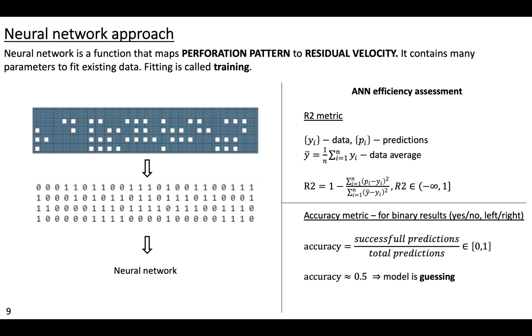For the efficiency assessment, we use two metrics. The first metric is the so-called R2 metric, which essentially shows the advantage of our neural network model over prediction using some data averaging. And the second metric is used for the problems with binary results. By binary results, I mean problems where you can say yes or no, or left or right, zero or unity, something like this. And this is measured simply by dividing the number of successful predictions by the total number of predictions. So if the accuracy metric is around 0.5, then the model is guessing. It's like tossing a coin. And this should be considered a bad result. It's a bad model.